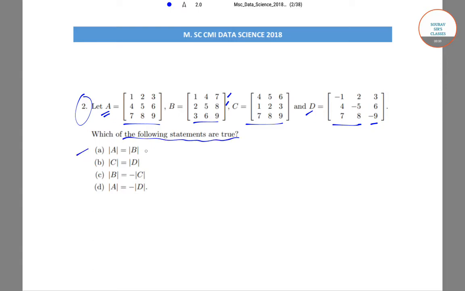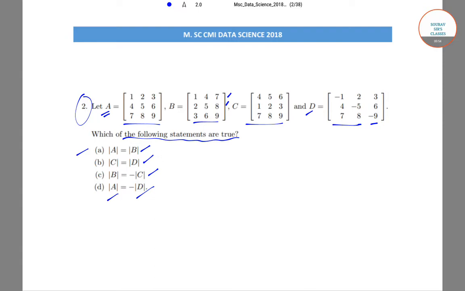Option A, determinant of matrix A is equal to determinant of matrix B. Option B is determinant of matrix C is equal to determinant of matrix D. Option C is determinant of matrix B is equal to negative of determinant of matrix C. And option D is determinant of the matrix A is negative of the determinant of matrix D. So these are the four options.